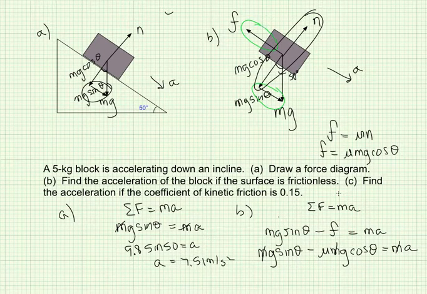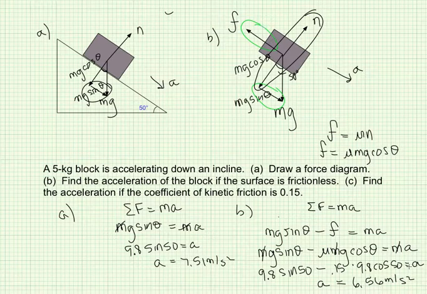Now once again, if you weren't given the mass of the object, it wouldn't matter, because I could cancel this out. So I'm going to take 9.8 times the sine of 50 minus the coefficient, which is 0.15, times 9.8 cosine of 50, and that's going to be my acceleration. So our acceleration now is 6.56 meters per second squared.